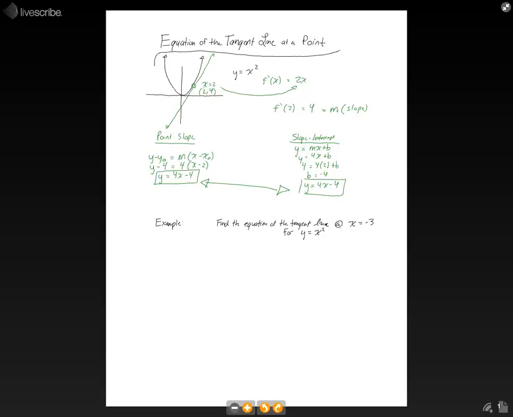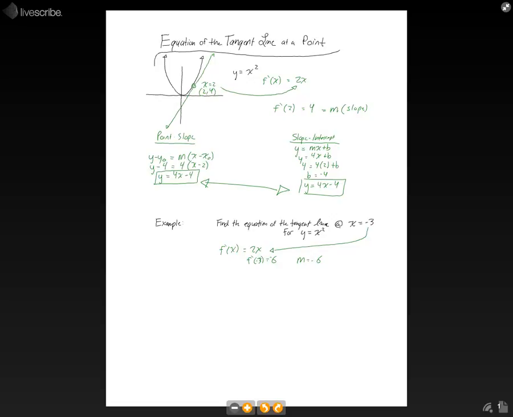Now, let's take a look at our example problem and find the equation of the tangent line for x squared at x equals negative 3. So, in order to do that, first we're going to take the derivative f prime of x, which once again will be 2x, and we are going to plug x equals negative 3 in. We'll get f prime of negative 3 equals negative 6. I'm sorry. So we know that the slope equals negative 6 there.